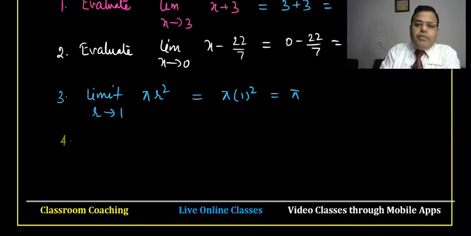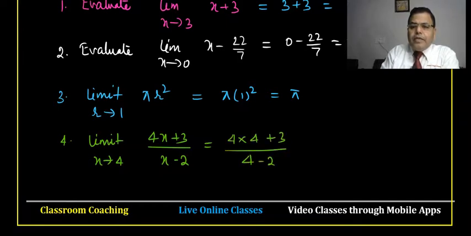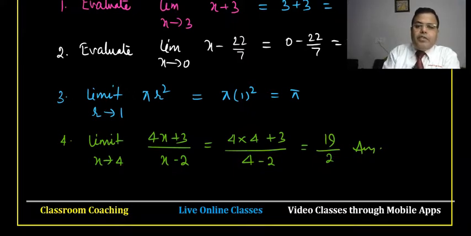Question number 4 is limit x tends to 4 of (4x plus 3) upon (x minus 2). If I put x equal to 4, then what will happen? 4 into 4 plus 3 upon 4 minus 2, that is 16 plus 3, 19 by 2, and that will be the answer.